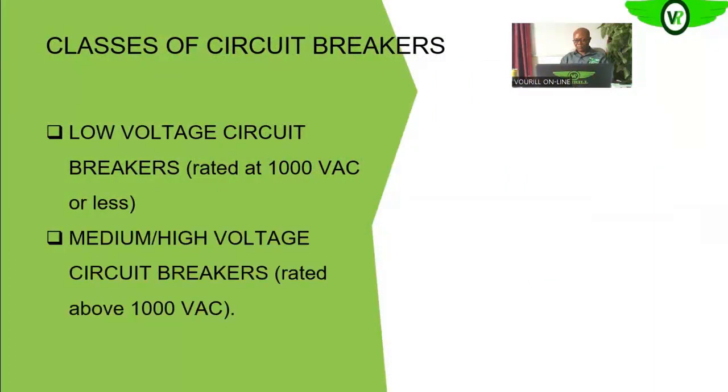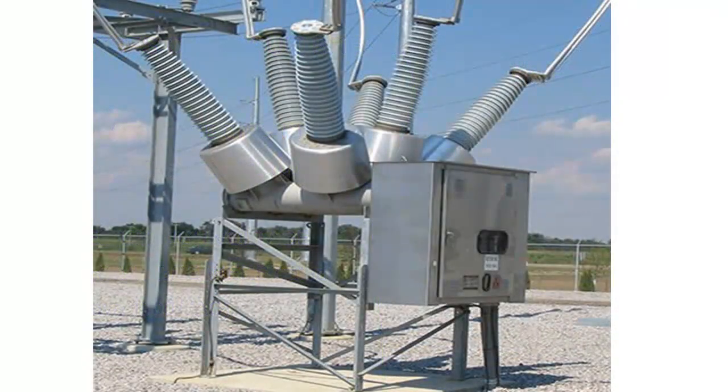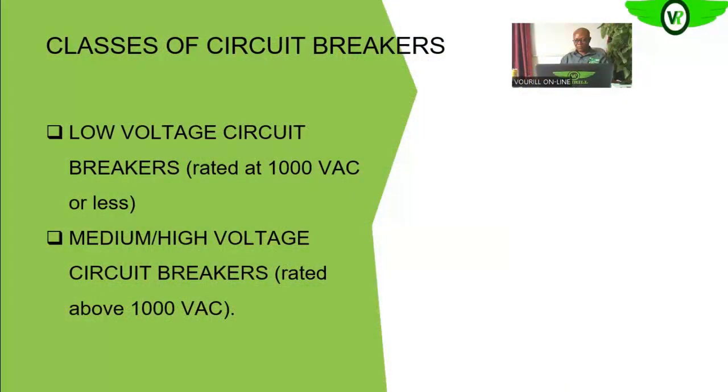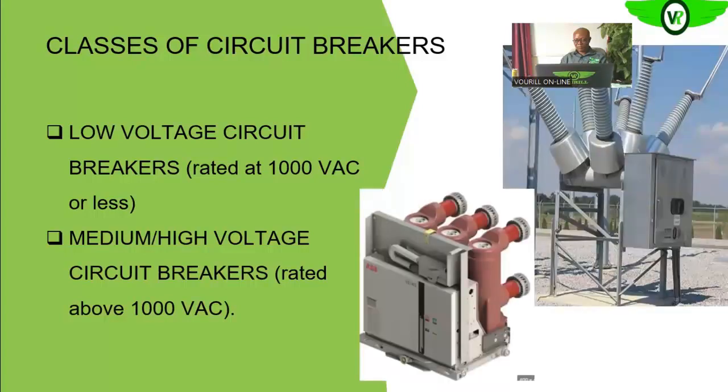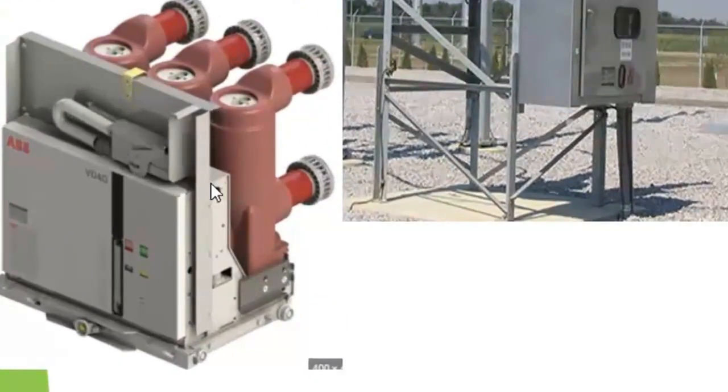Now we also have the medium and high voltage circuit breakers. These are the circuit breakers that operate within a voltage environment above 1,000 volts. Those that operate between 1,000 volts and say 70 kilovolts, that is 70,000 volts, are medium voltage circuit breakers. Above 70 kilovolts, they are the high voltage circuit breakers. We are going to see how all of these circuit breakers operate as we go along in this training. On your screen now, this is a medium voltage vacuum circuit breaker. We'll see later what informed the naming of this circuit breaker.